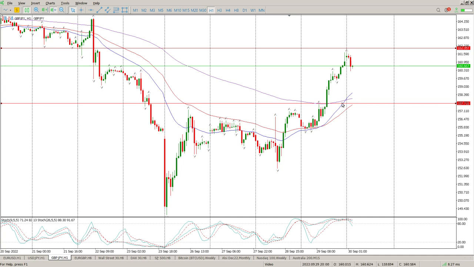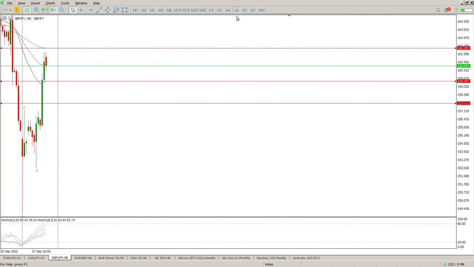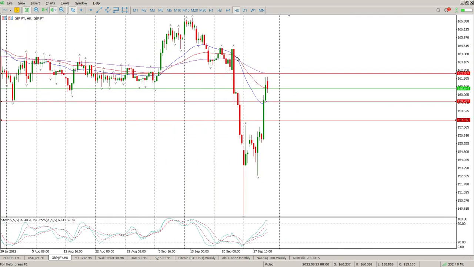The other alternative is price coming back into this area and gives you a buying opportunity. There is also another buying opportunity right here, which is 159.457. So if you just look at the eight hour again, part of this is you should be expecting a rejection of this area.